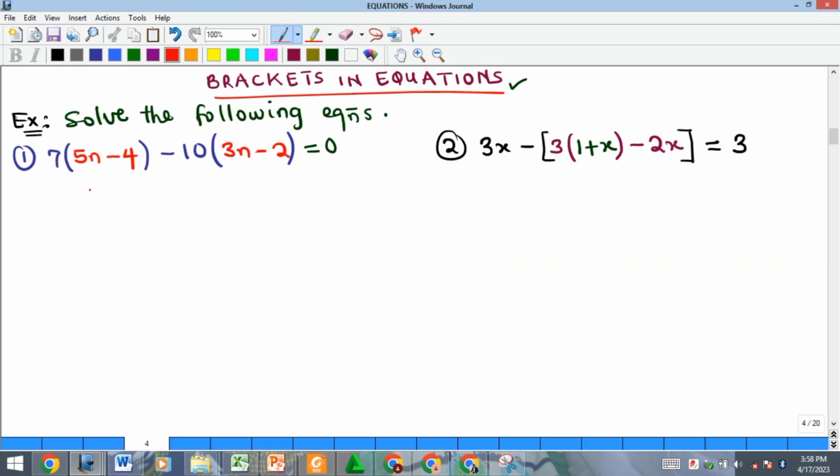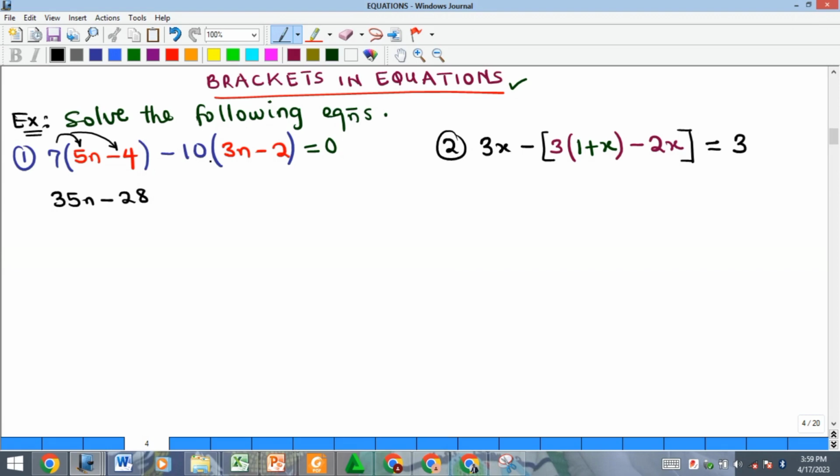This one says we should solve the following equations. The first thing I do here is to open up this bracket. So I'm going to have 7 multiplying 5n and also multiplying 4. This is going to give us 35n, and then you bring down this minus sign, and 7 times 4 is 28. Another way you could see that is 7 times minus 4 will be minus 28.